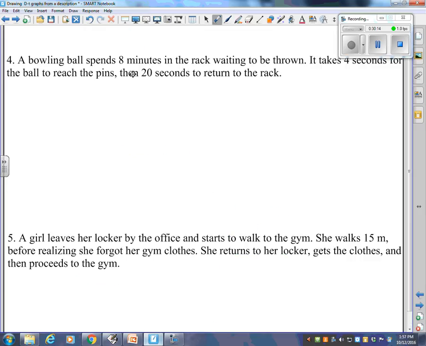Okay, what about this one? A bowling ball spends 8 minutes in the rack, waiting to be thrown. It takes 4 seconds for the ball to reach the pins, and then 20 seconds to return to the rack. Where's the origin? Where it starts, like the rack, right? It doesn't say positive or negative, so we'll just assume it's positive. So it's waiting, boom, and then comes back. Did you have something like that?